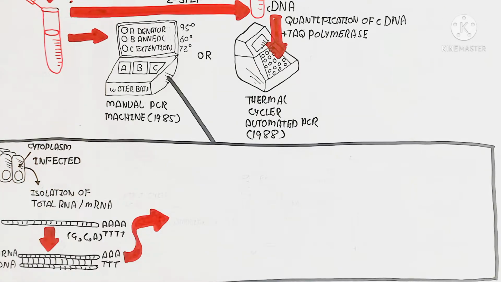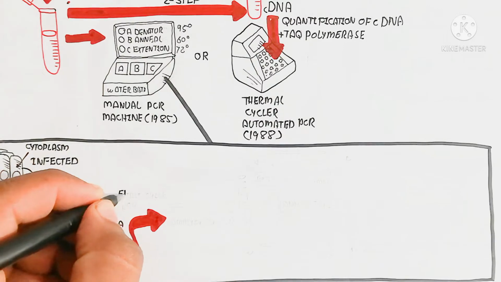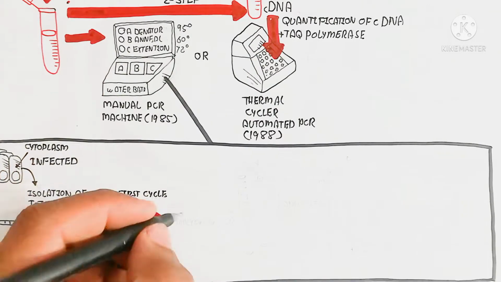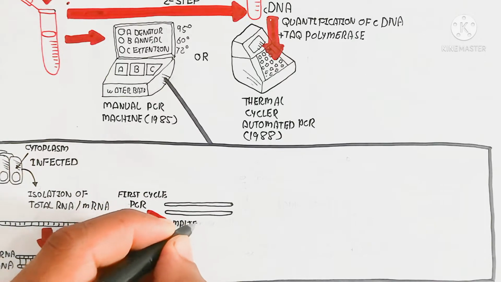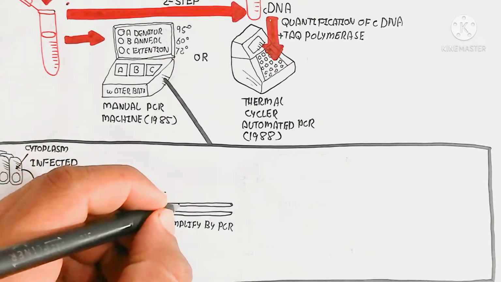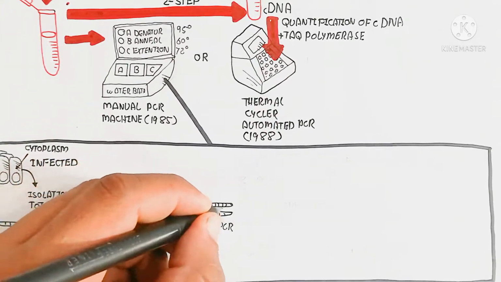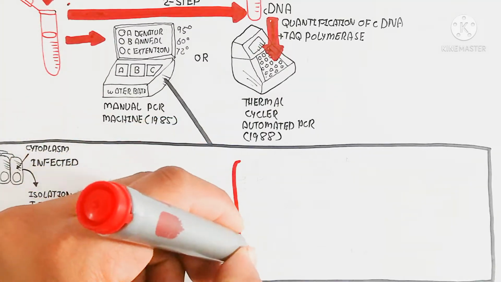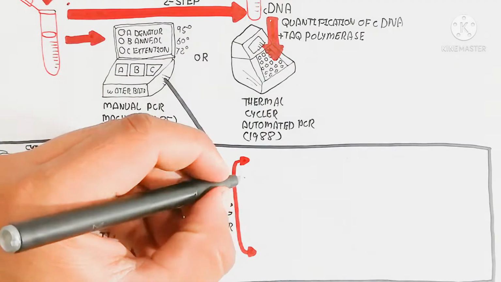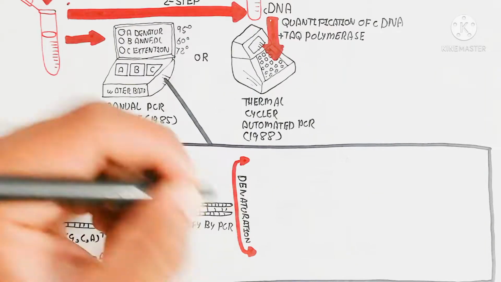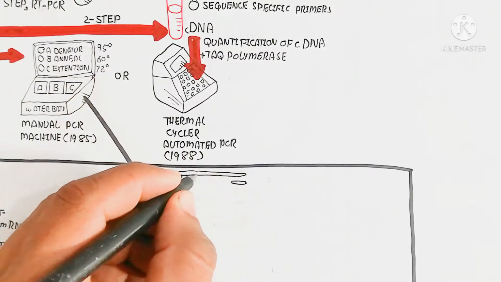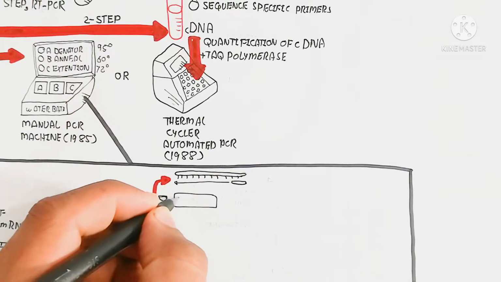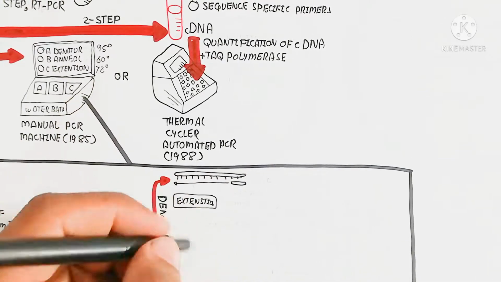It is known as the complementary DNA because it will again be transcribed into the messenger RNA. That messenger RNA will be equal to our desired RNA. So let's begin to understand the first cycle. The PCR will amplify to produce copies of the DNA segment. This copy of the DNA segment is the complementary DNA.